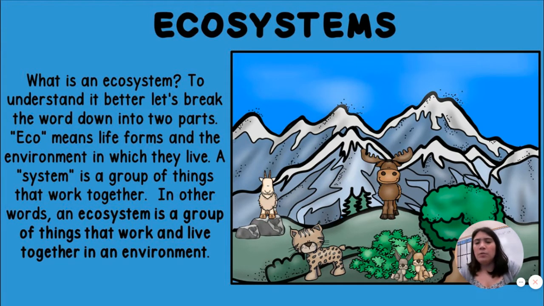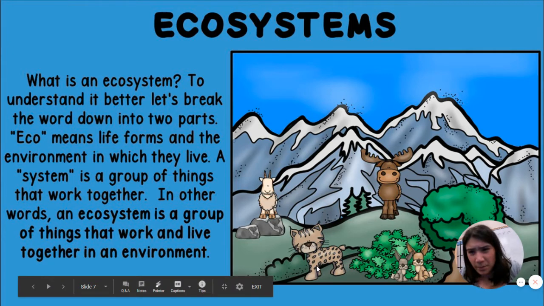So eco, which if you've ever heard ecology, just means life forms and the environment in which they live. So that is us interacting with our world, with our environment. We got a little moose, a little bobcat, bunnies, goats, and they're all interacting in the same area with the same type of resources.